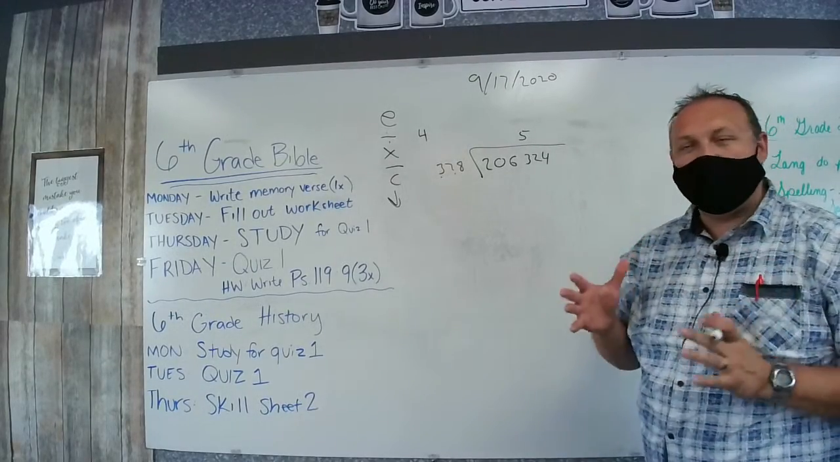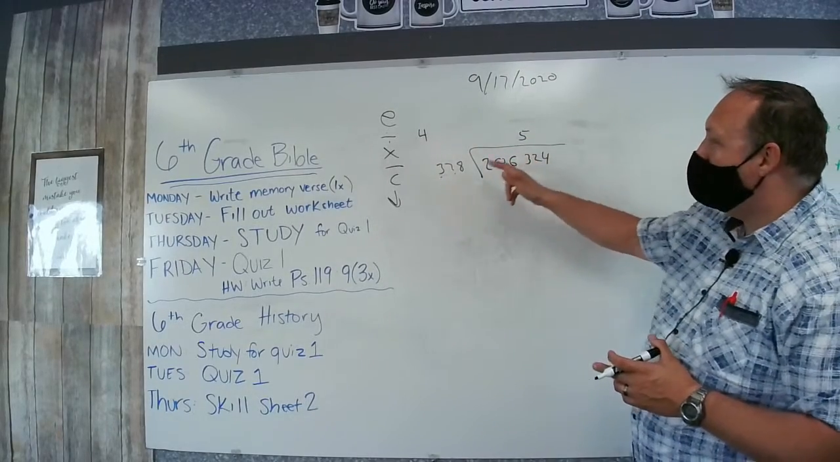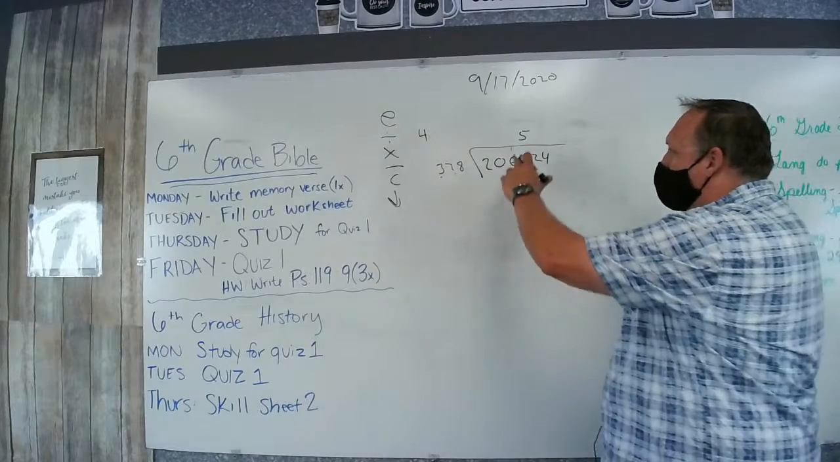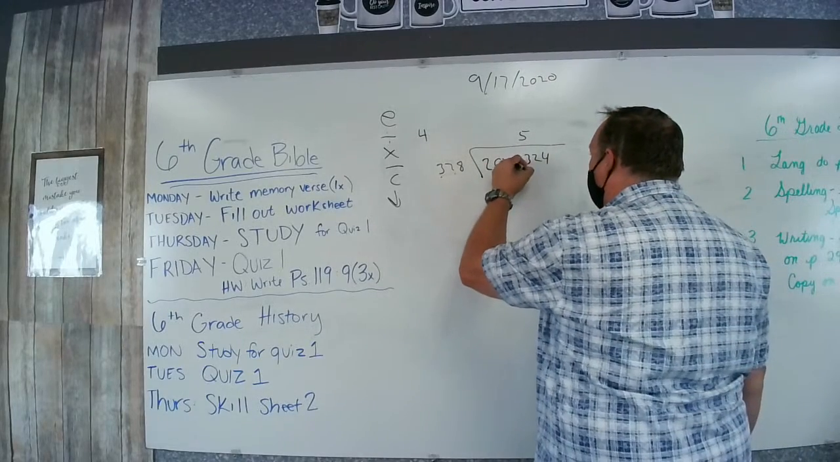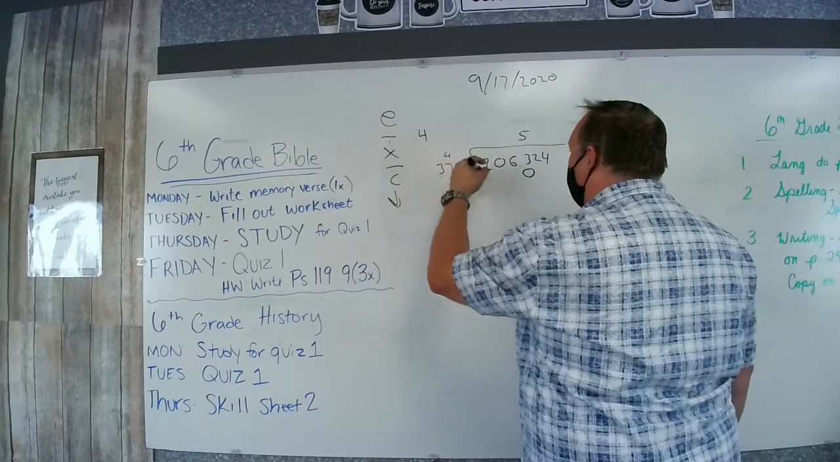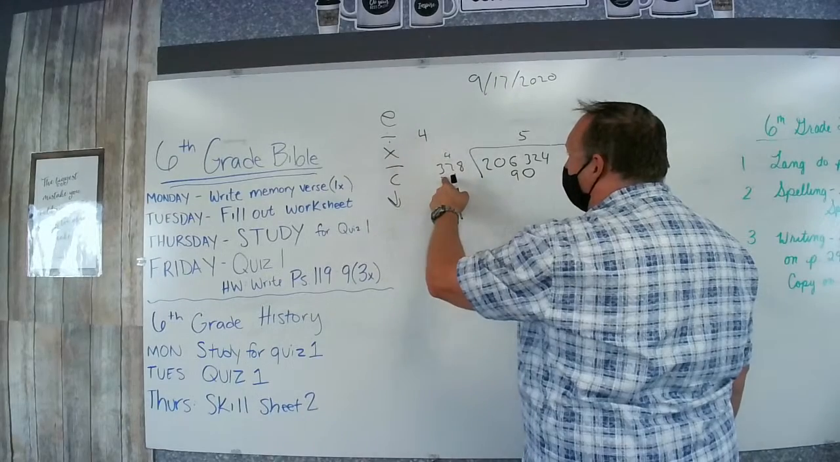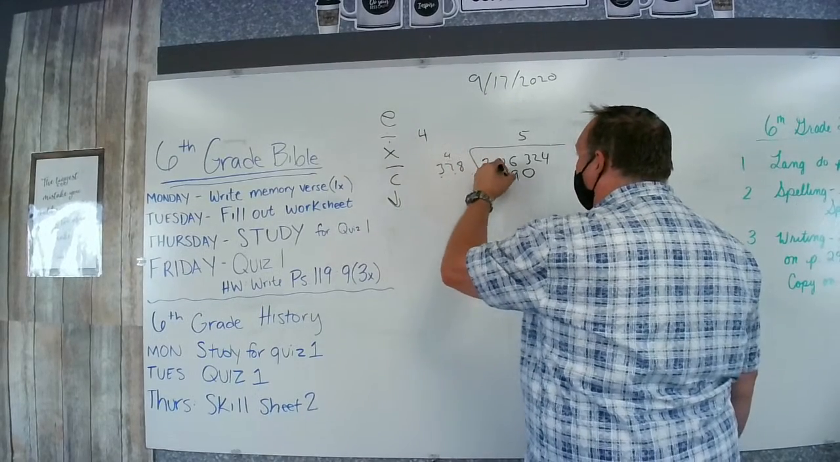Now, I am not multiplying 5 times 4. I am multiplying 5 times 378. So 5 times 8 is what? 40. Carry my 4. 5 times 7 plus 4 is 39. 5 times 3 is 15, plus 3 is 18.